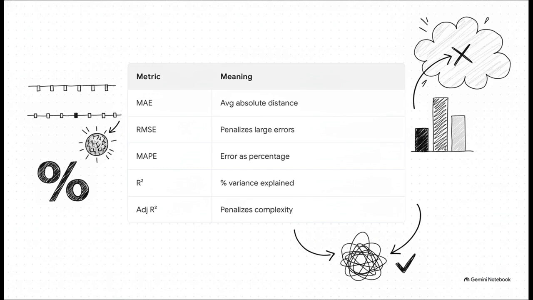Then we have R-squared, which tells you the percentage of variance the model actually explains, where higher is better. But be careful here. If you just keep blindly throwing random variables into your model, regular R-squared will artificially inflate. That's exactly why we use adjusted R-squared, which actually penalizes you for adding useless, overly complex variables to the model.